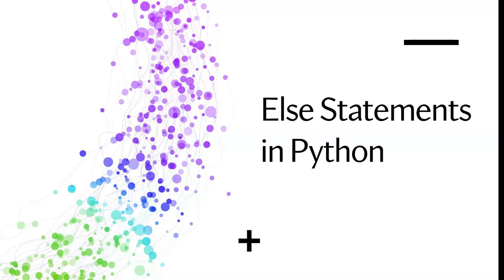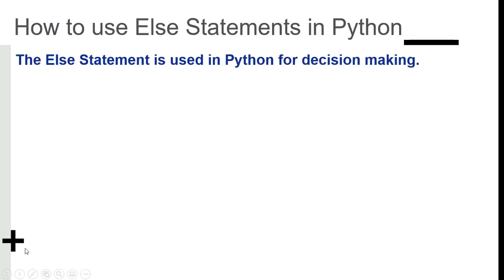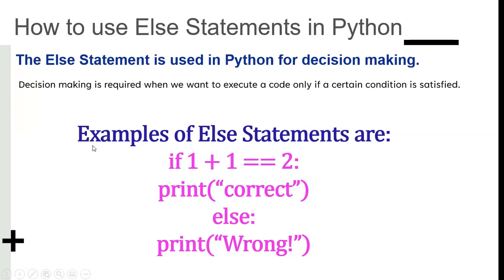Else statements in Python. How to use else statements in Python. The else statement is used in Python for decision making. Decision making is required when we want to execute a code only if a certain condition is satisfied. Examples of else statements are: if 1 plus 1 is equal to 2, print correct, else print wrong.